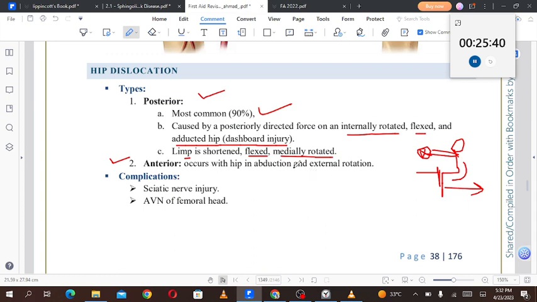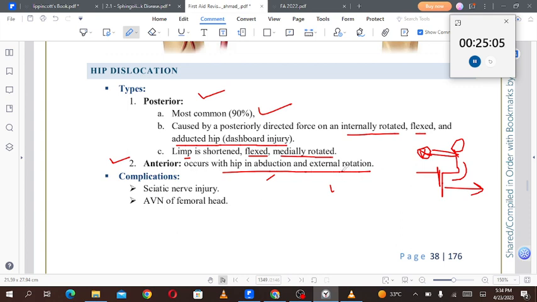Anterior hip dislocation occurs with the hip in abduction and external rotation. Basically, for posterior injury, remember this picture: just think about the internal rotation, flexion and adduction of the hip. The opposite orientation will cause anterior dislocation, when the forces are applied from posterior and the hip is abducted and externally rotated.